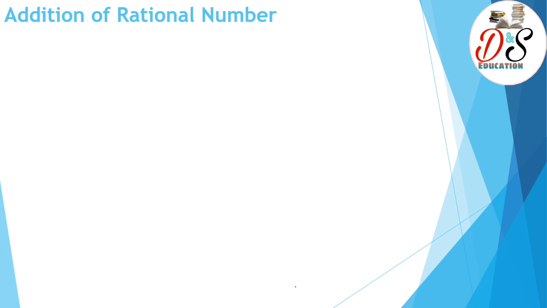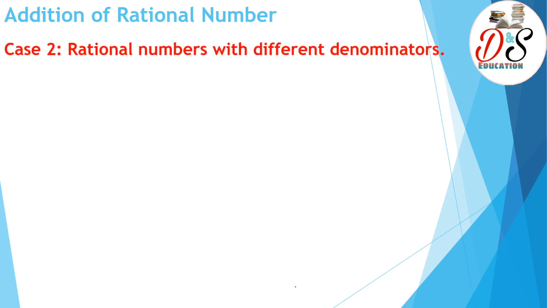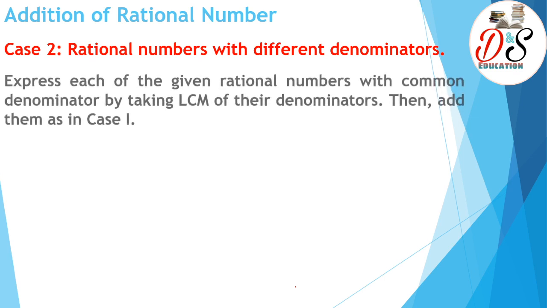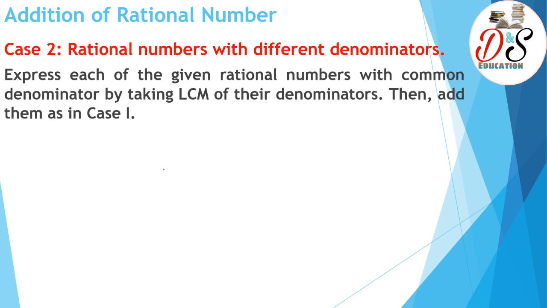Moving on, we will now discuss our second case, that is rational numbers with different denominators. What you have to do is express each of the given rational numbers with a common denominator by taking the LCM of their denominators, then add them as in the first case.